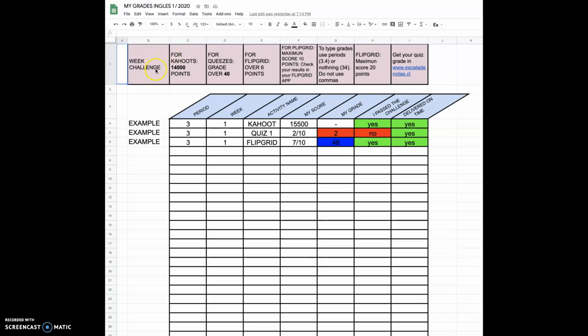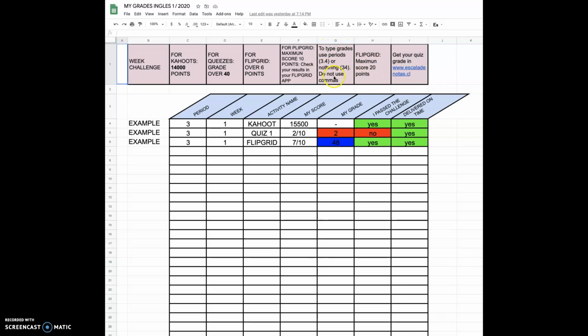Here we have some important information: the week challenges. The challenges mean evaluation for these activities, and they are going to be the following in the following weeks. For Kahoots, the minimum to pass the challenge is 14,000 points. For quizzes, a grade over 4. And for Flipgrids, 6 points out of 10. In Flipgrid, we have a maximum of 10 points, and you have to check your score in the Flipgrid app.